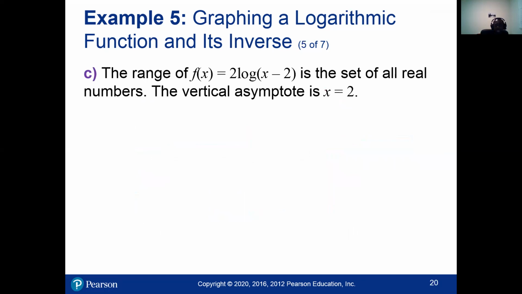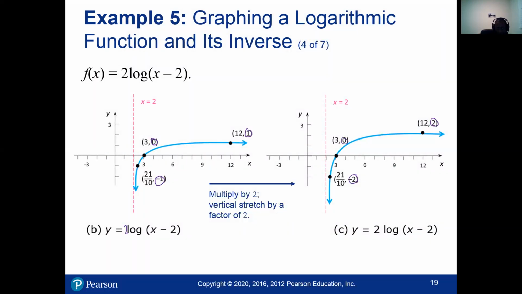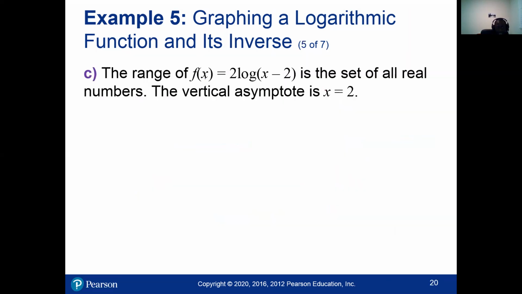Now part C is to find the range. As you can see from the graph, what is the range? That's the y value. It's all real numbers. And the vertical asymptote is the line x equals 2. So from the graph, the set of all real numbers is the range. The range is all real numbers, and the vertical asymptote is the line x equals 2.